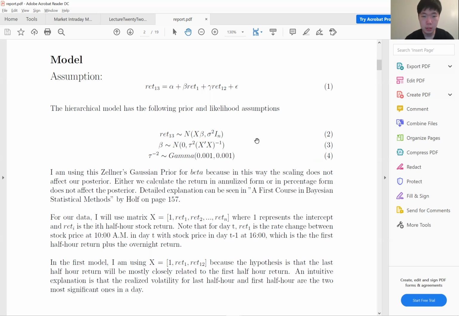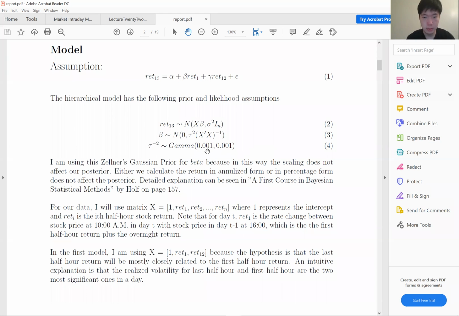My prior for beta will be a Zellner's Gaussian prior, because in this way, the scaling does not affect our posterior, right? Whether I calculate the stock return in annualized form, in percentage form, or in this form, it does not affect the posterior distribution. In some literature, researchers use g times sigma squared as the estimate of tau squared. But as the Professor said in class, it's not a very natural idea to do so. So I just use tau squared.